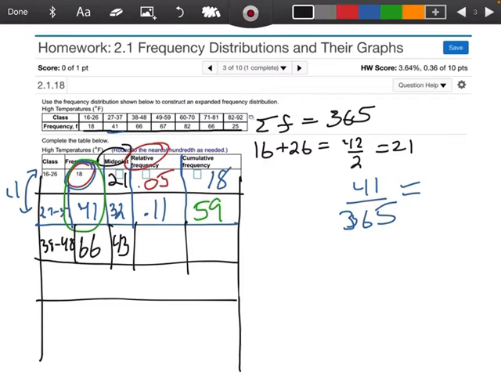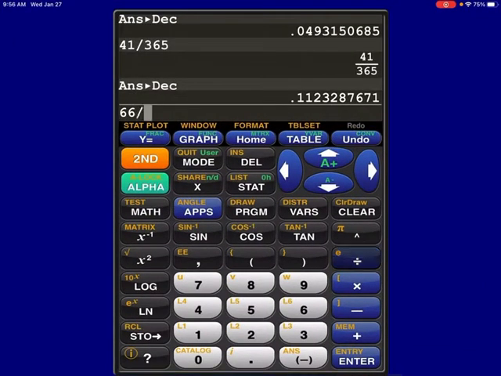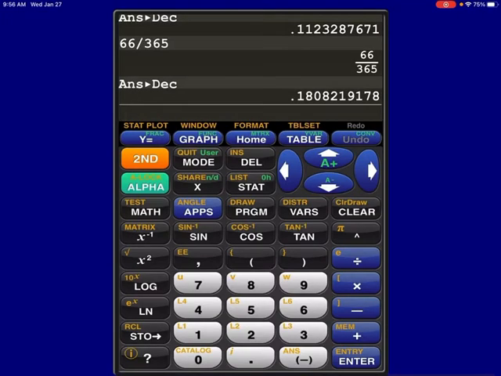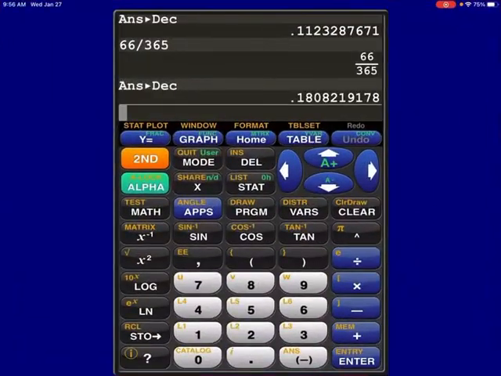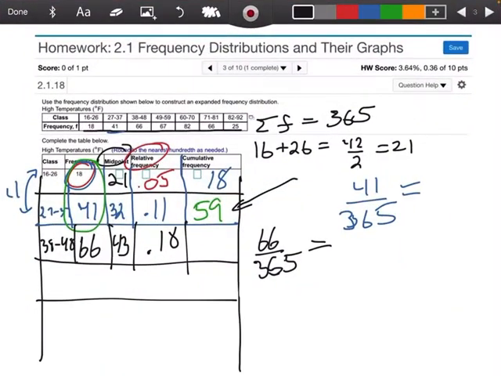My relative frequency is going to be 66 over 365. 66 divided by 365, make it into a decimal, and it's 0.18. And for my cumulative frequency, I'm going to take 59, the one that I had before, and add 66 to it. So 59 plus 66 is 125. That's going to go here.